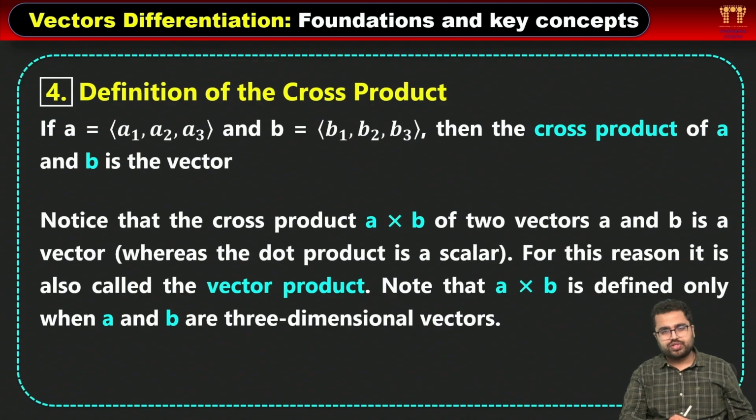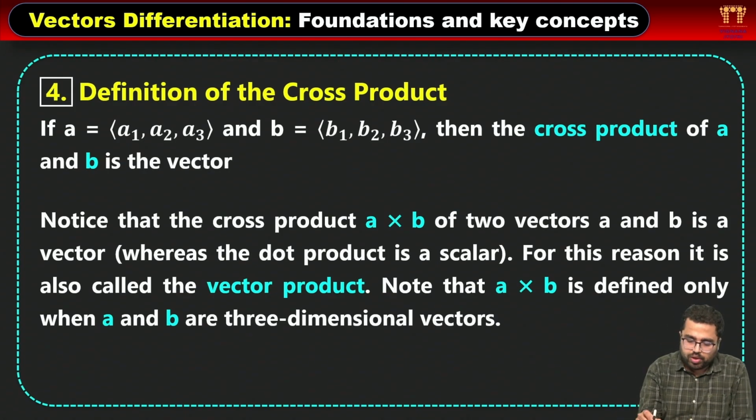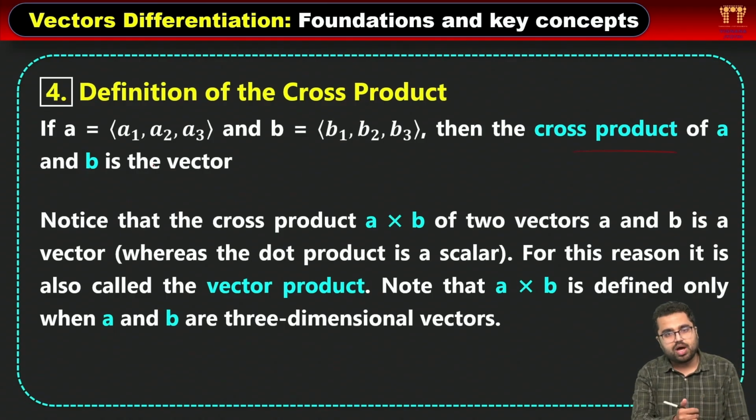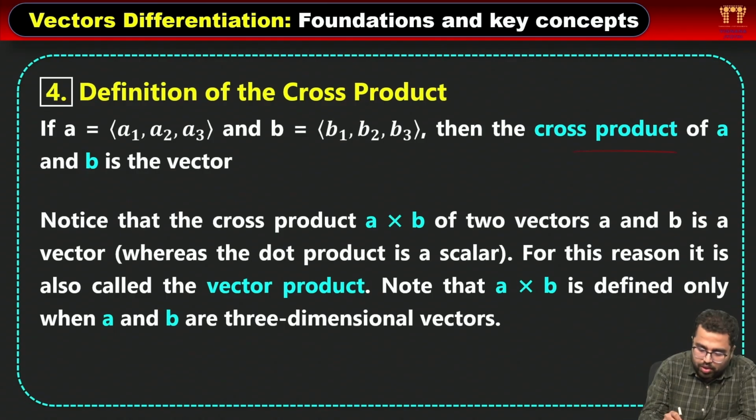Then we will see the definition of cross product. We have seen the definition of dot product. Generally the cross product of two vectors A and B is a vector itself. So we will see how to calculate the cross product. In order to calculate cross product, you have to take the determinant. In the determinant form, it is easy to calculate.